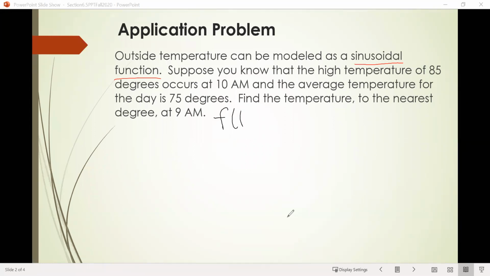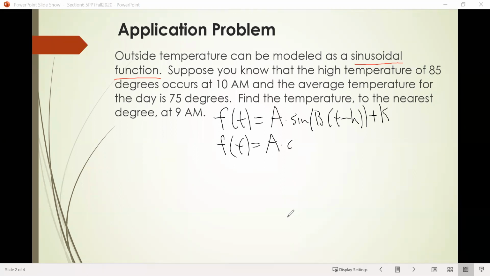And because it's sinusoidal, we know we can use a sine function. So we would use this formula: f of t equals a times sine of b times t minus h, plus k. Or cosine waves are also sinusoidal functions, so we might instead use f of t equals a times cosine of b times t minus h, plus k. So we'll keep that in mind as we're working on this.